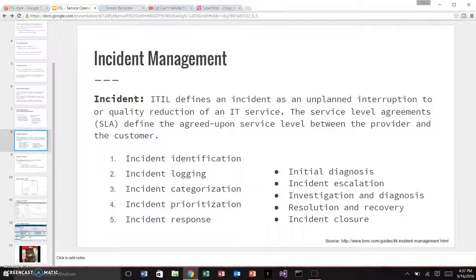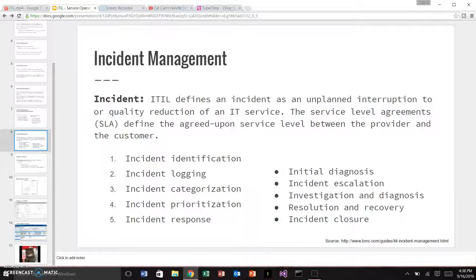Now there are 5 steps to being able to manage these incidents. The first is identification, logging, categorization, prioritization, and response. Now, in a company using ITIL, it seems that a lot of the resources are devoted to incident management. It's one of the most important categories in service operation. These other 5 bullet points on the right pertain to the 5th one, incident response.